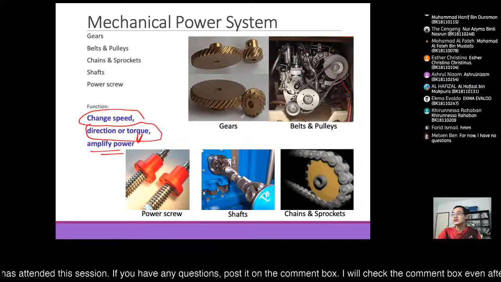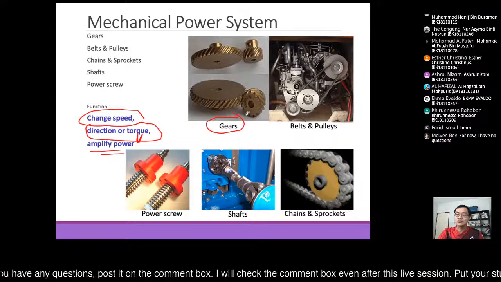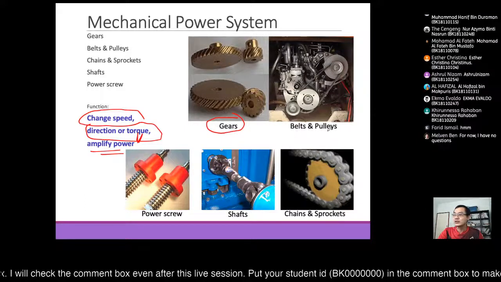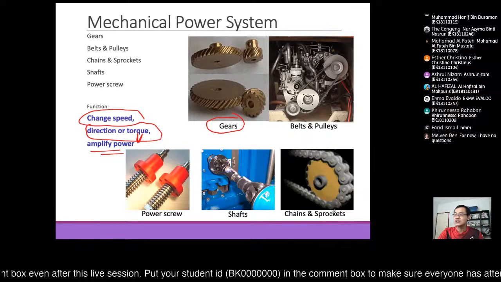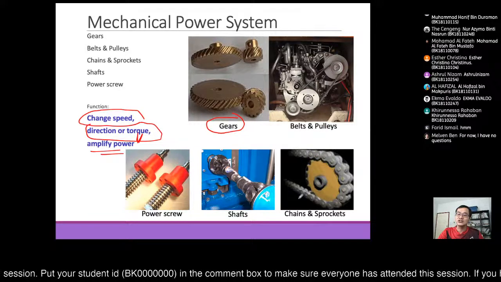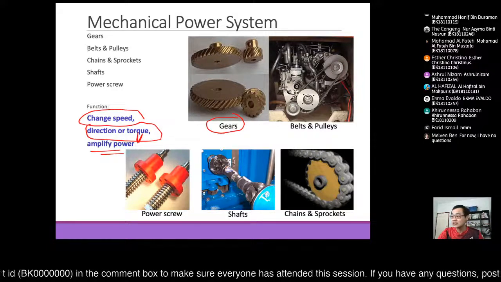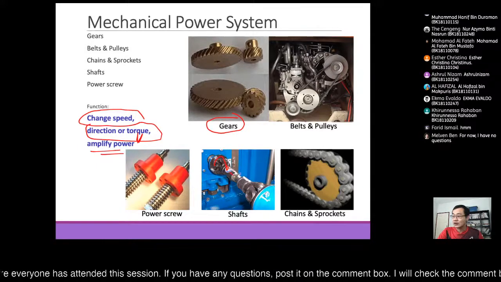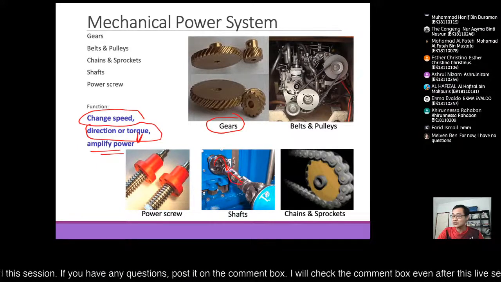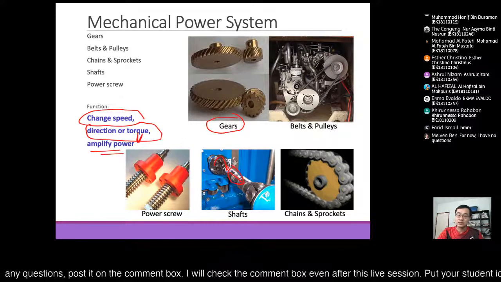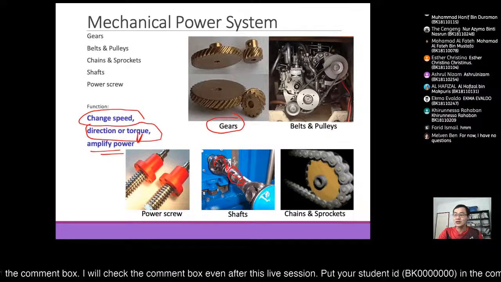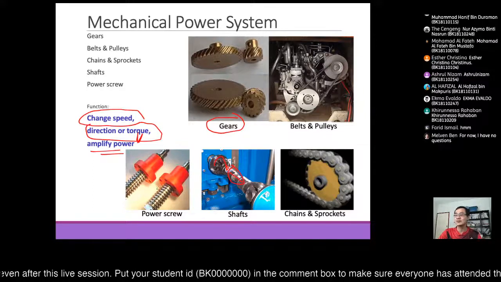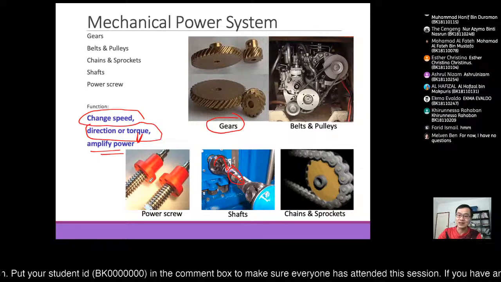So we have gears. I guess most of you know what gears are. Then belt and pulleys, sprocket and chain, that you can find in the conventional motorbike. Then there is a shaft. There is this part rotating and they are connected with this rod. So this is the shaft. It can be short, it can be long. Whenever it transmits rotations, we call it a shaft. Then also we have a power screw. Again, the screw idea comes in, right?